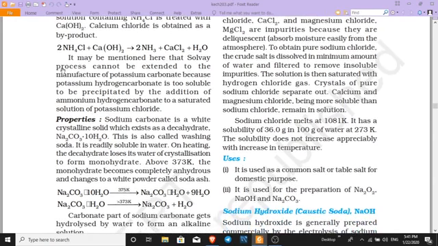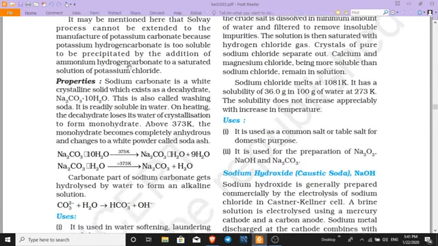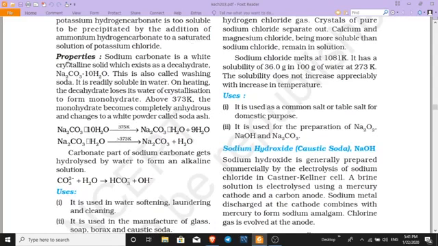It may be mentioned here that the Solvay process cannot be extended to the manufacture of potassium carbonate because potassium hydrogen carbonate is too soluble to be precipitated by addition of ammonium hydrogen carbonate to a saturated solution of potassium chloride. Now coming to the properties, sodium carbonate is a white crystalline solid which exists as a decahydrate, which means 10 molecules of crystallization, Na2CO3.10H2O. This is called washing soda.